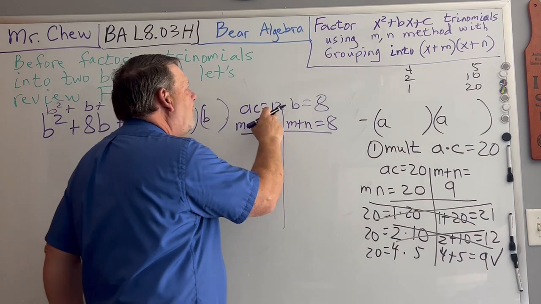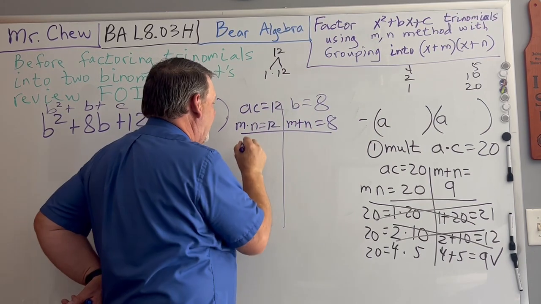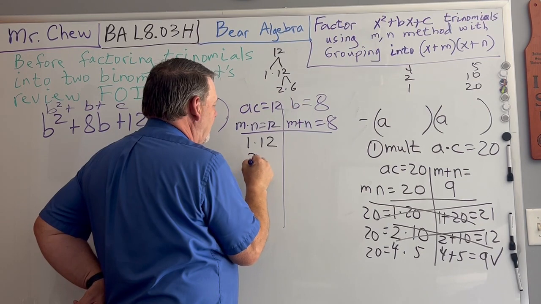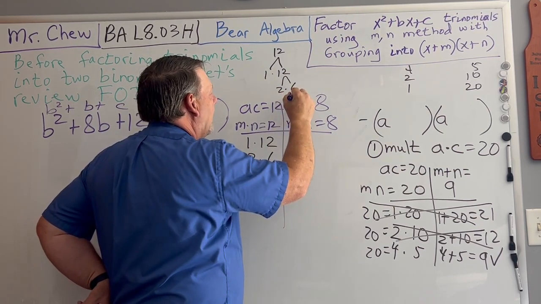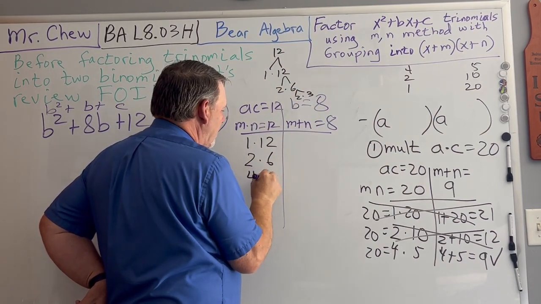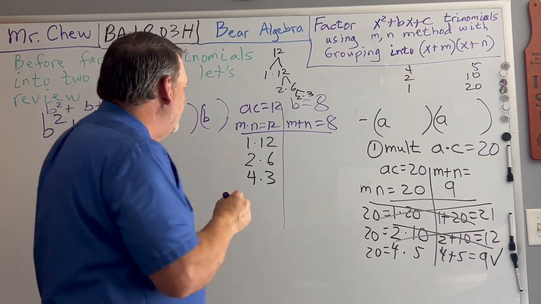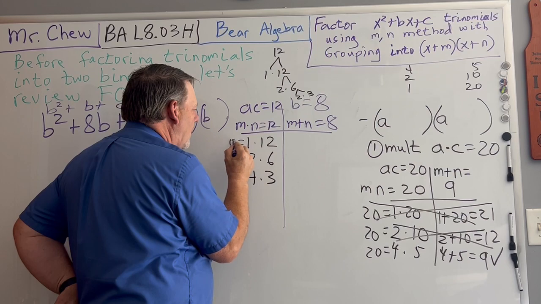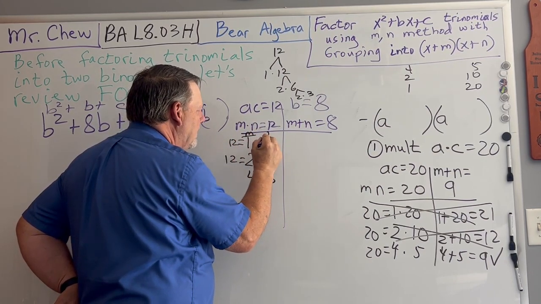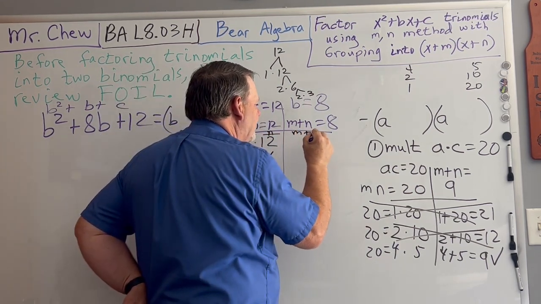So I'm taking 12, and if you want to do this, I know 1 times 12 will give me 12. Those are factors. I know that 2 times 6 will give me 12. And I know that 4 times 3 will get me 12. Are there any other factors of 12? No. All right, so I know that this equals 12 when I multiply them. This equals 12, and we could say here's my m, here's my n. This equals 12, and now we're going to do m plus n.